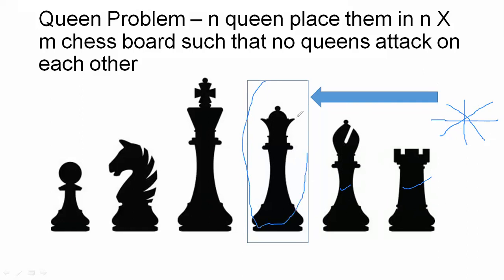Now we have to place the queens in such a way that no queens attack each other. In our actual game there are only two queens, but in this problem there are many queens that we have to arrange on a chessboard, based on the size of the chessboard.